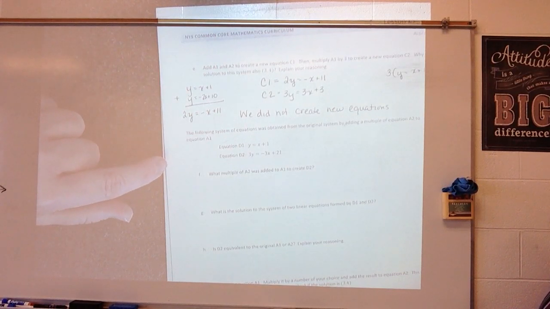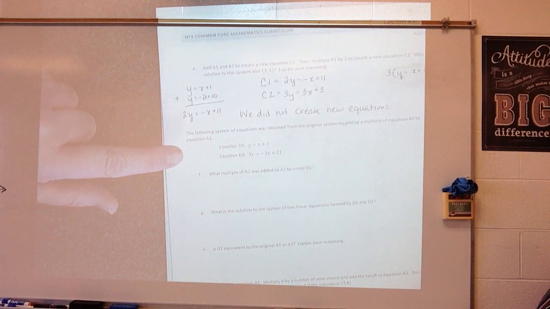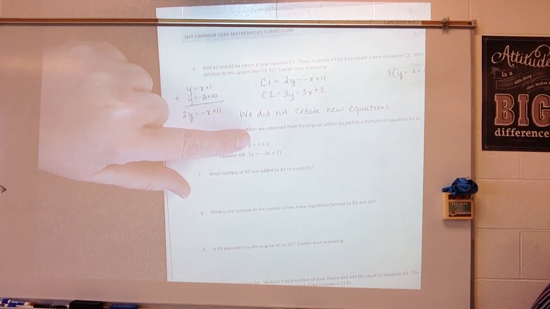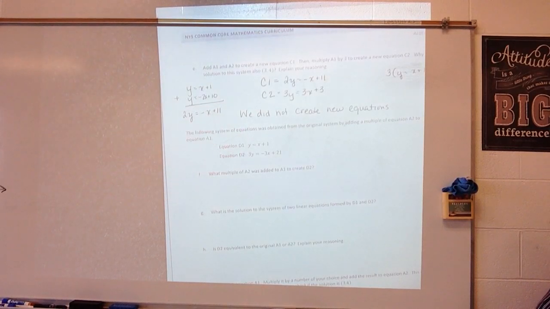The following system of equations was obtained from the original system by adding a multiple of equation A2 to equation A1. So the new equation D1 is y is equal to x plus 1. Equation D2 is 3y is equal to negative 3x plus 21. It wants to know what multiple of A2 was added to A1 to create D2.